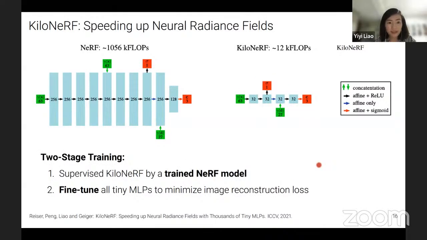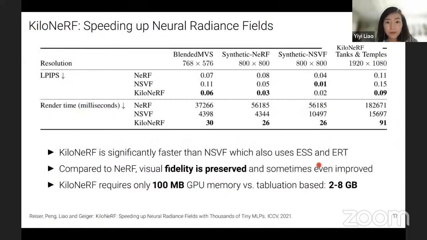So, some more details about KiloNeRF. Here we show the network architecture comparison of NeRF and KiloNeRF. We show that KiloNeRF is much smaller compared to NeRF and also has much smaller kFLOPs. For training, we adopt a two-stage training strategy. In the first stage, we supervise KiloNeRF with a trained NeRF model. And in the second stage, we fine-tune all tiny MLPs to minimize the image reconstruction loss. Here is a quantitative comparison to the baselines. We show that KiloNeRF is significantly faster than NSVF, which is another baseline that also uses early ray termination and empty space skipping. Compared to NeRF, the visual fidelity is preserved and sometimes even improved.